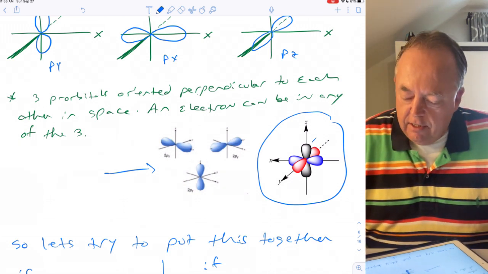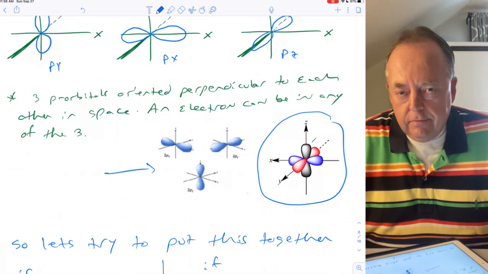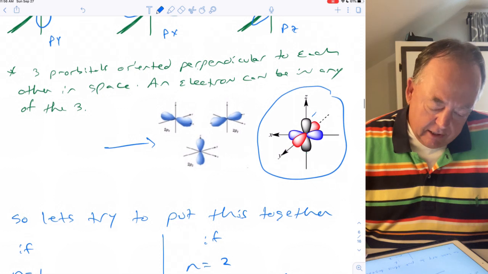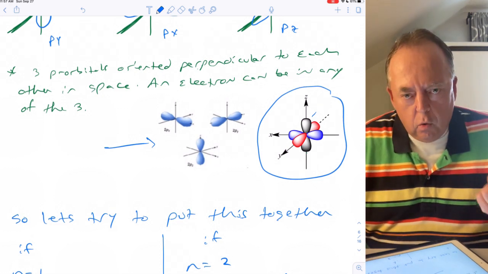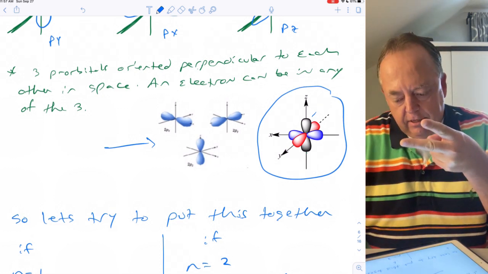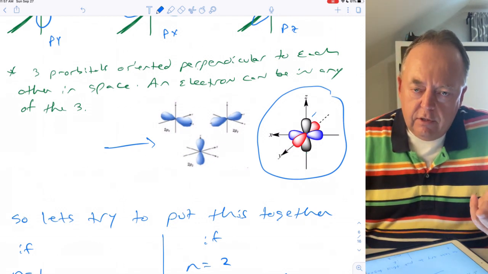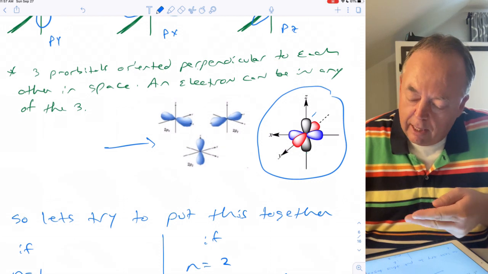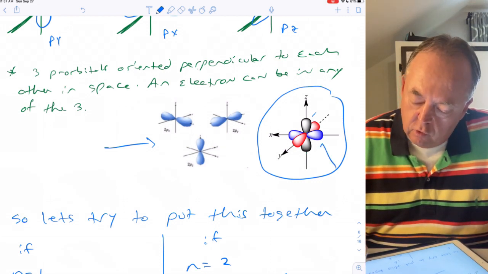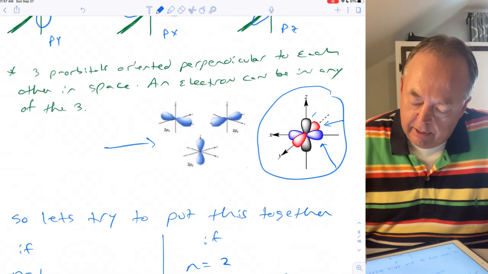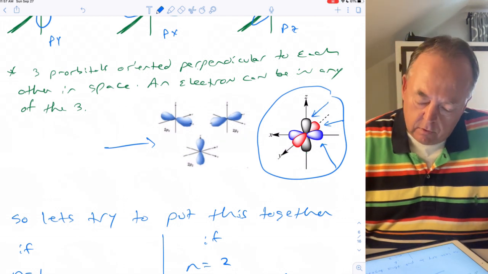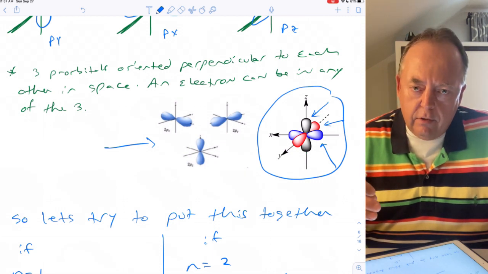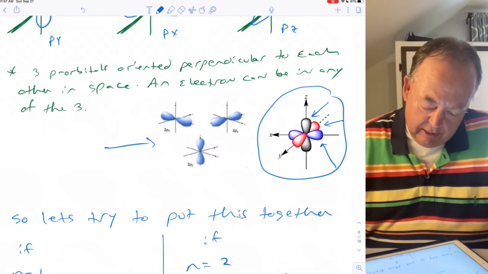If you had 1 electron, it could be in any of those p orbitals. So we'll see, and I'll stress the point later, that any one orbital can have 2 electrons in it. So since there's 3 p orbitals, you could put 6 electrons in them. 2 could be in the orbital that's in black, 2 could be in the orbital that's in blue, and 2 could be in the orbital that's in red, right? So you can have anywhere from 0 electrons in p orbitals to 6 maximum, any number in between.